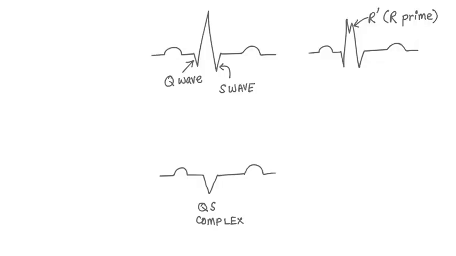Now sometimes a QRS complex can be all downwards without any upward deflection at all. In this case, the QRS complex will simply be called a QS complex. That is a Q wave downward, S wave downward, no R wave.